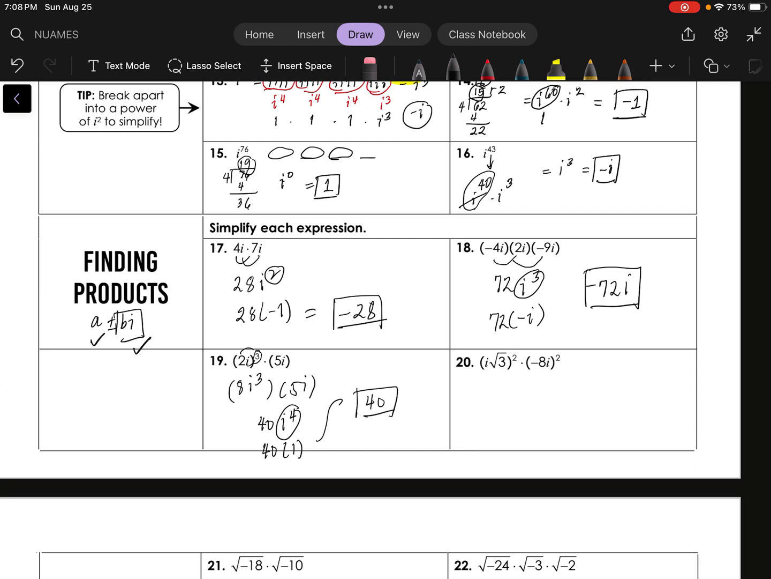Okay, same goes if it's a radical, which means you have to square the numerical or the real part and then the radical. So this gives you an i squared times 3 times 64 times i squared. Now notice that i squared is just giving you negative ones. So the first factor gives you -3 times the second factor, which just gives you -64. So multiplying these two, you end up with a positive 192.